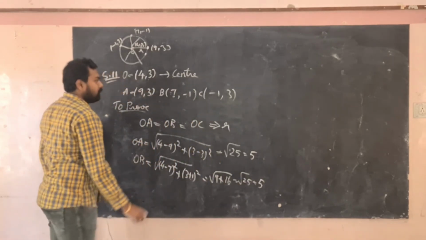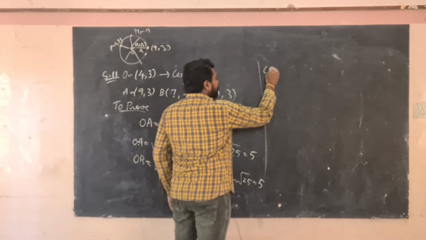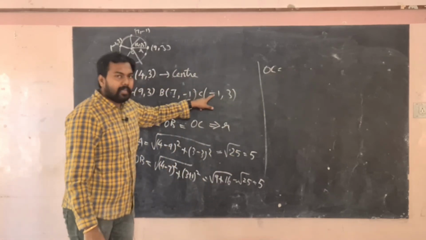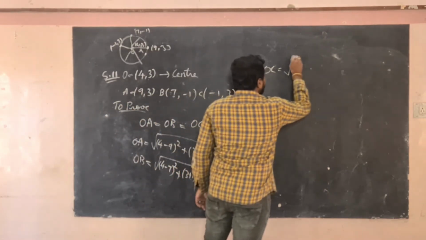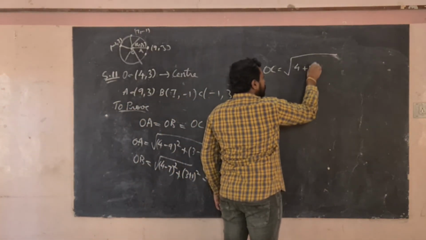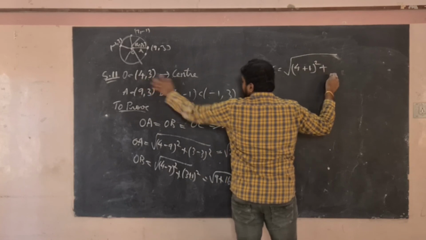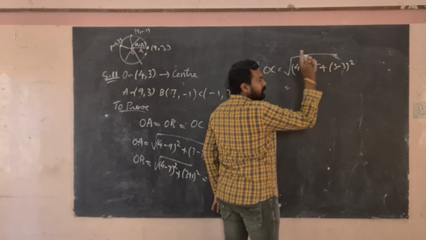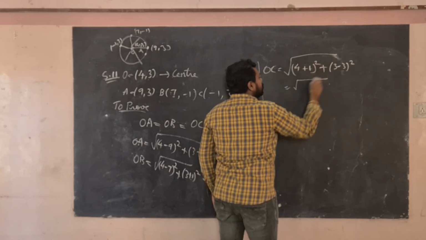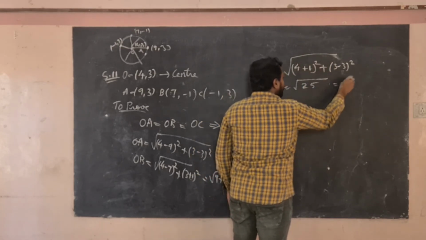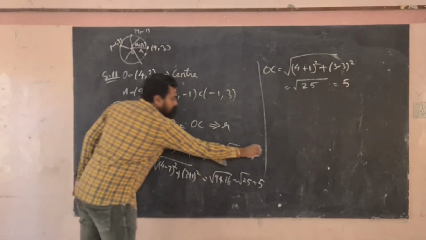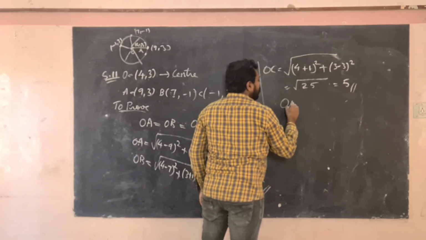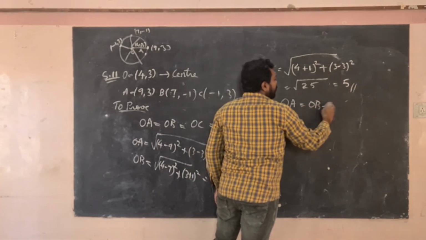We have found OA and OB. Now we will go to OC. OC: square root of (4 minus of minus 1), that is plus 1, the whole square, plus (3 minus 3) the whole square. 3 minus 3 is 0. 4 plus 1 is 5. So 5 square is 25, which is equal to 5. We have found OA is 5, OB is 5, OC is 5. So OA equal to OB equal to OC.